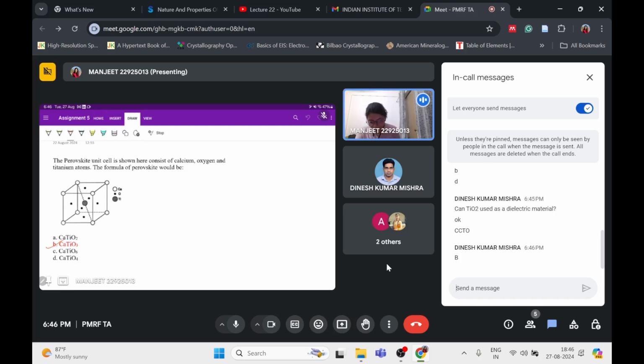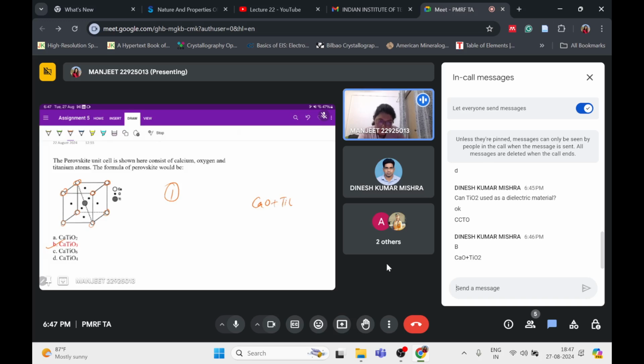B is the correct answer because, if you count the effective number of calcium atoms in the unit cell, they are only at the corners of the cube. So this gives one atom.